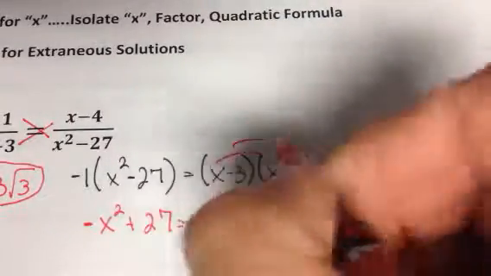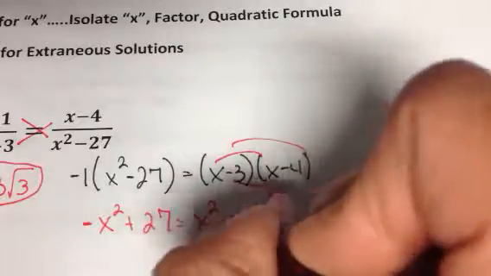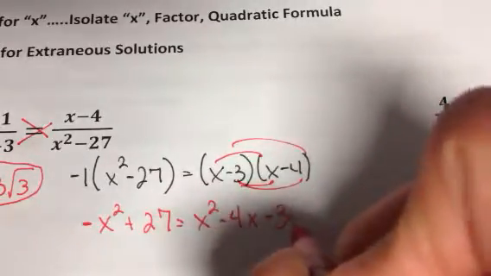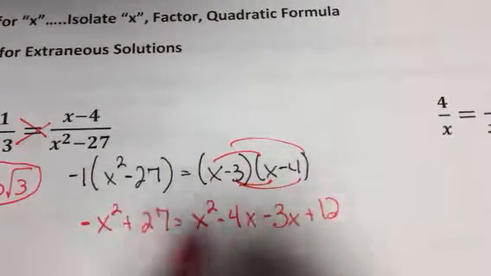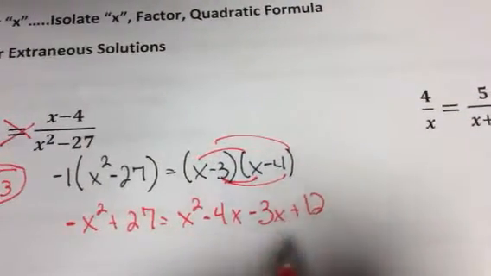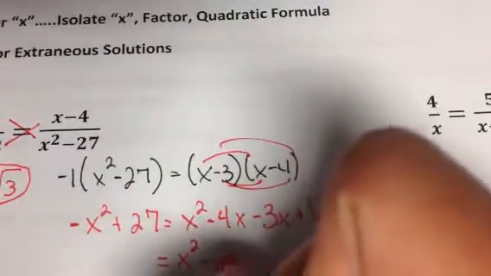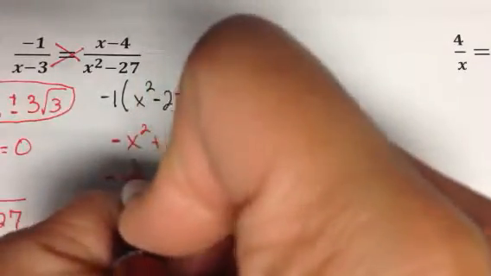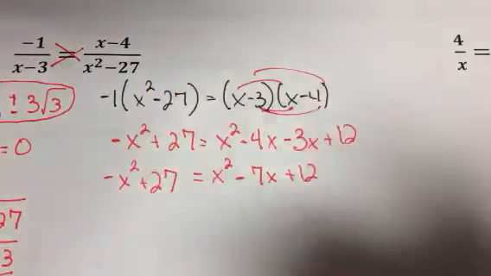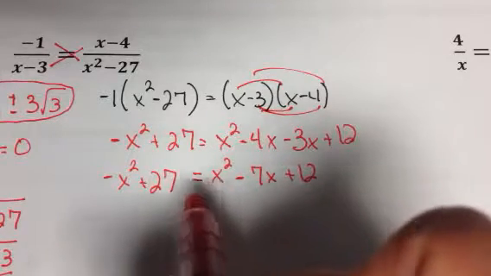Here I would start distributing, so I'd get x squared minus 4x, and then this would distribute, I would get -3x plus 12. I'm starting to notice they have more than one type of x. So what I'm going to have to do is factor it, but first let me clean up this side. And now it's easier to factor when this is positive.